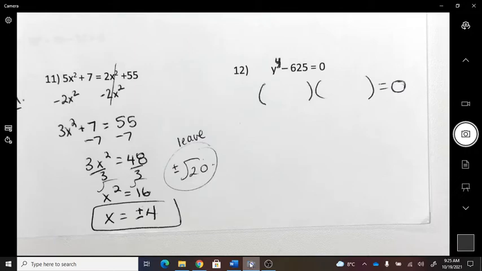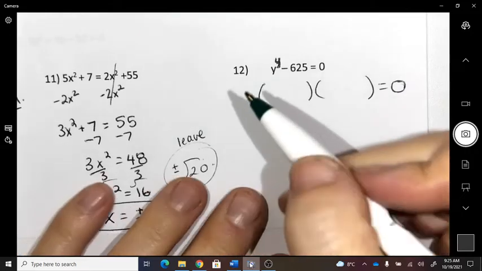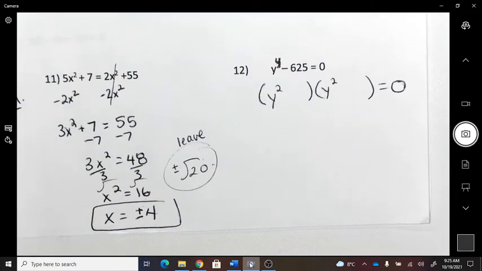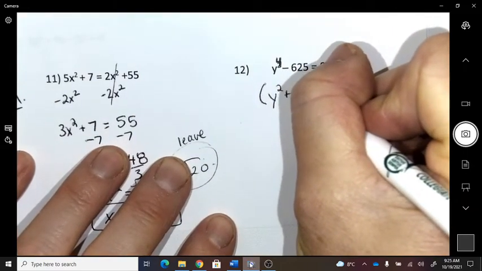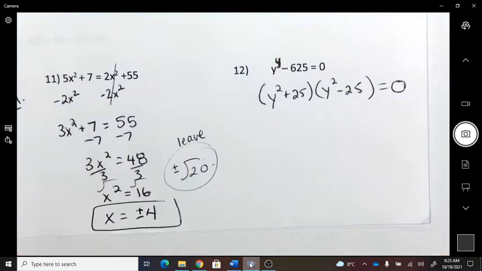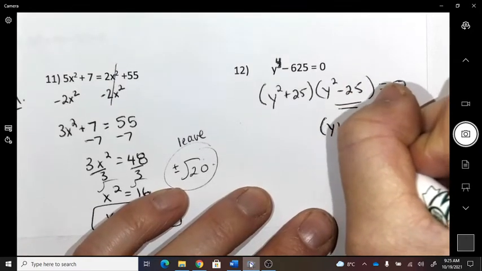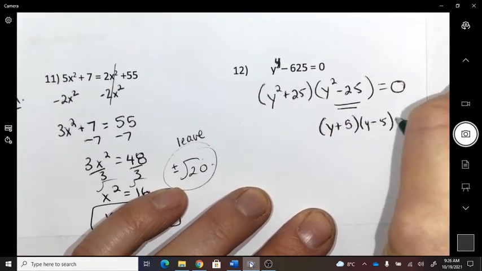It's a difference of squares. So to get y to the 4th, we're going to do a y squared. Anybody know what the root of 625 is? 25. So this is going to be a plus 25 minus 25. Now what? There is stuff for me to keep going here. This is a difference of squares. So that's going to be y plus 5, y minus 5.